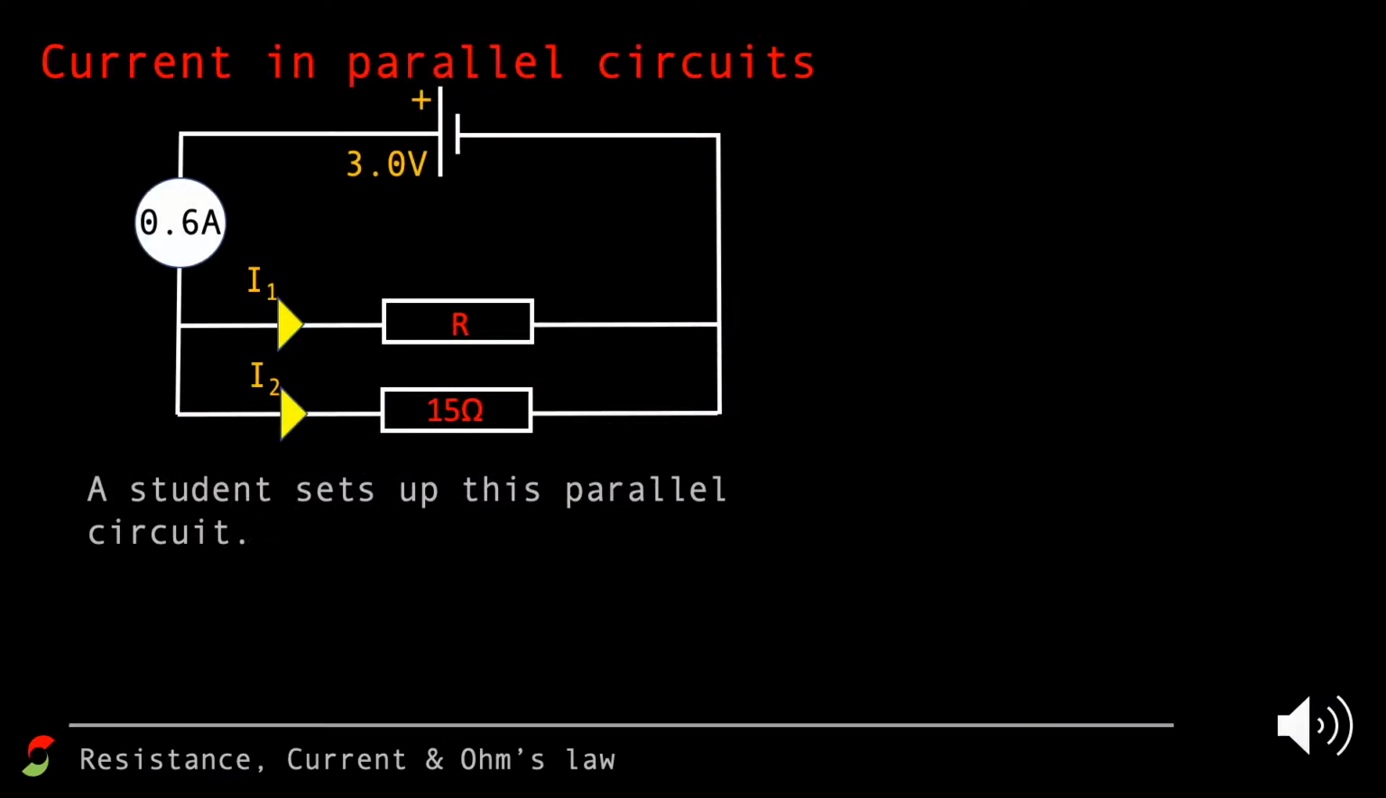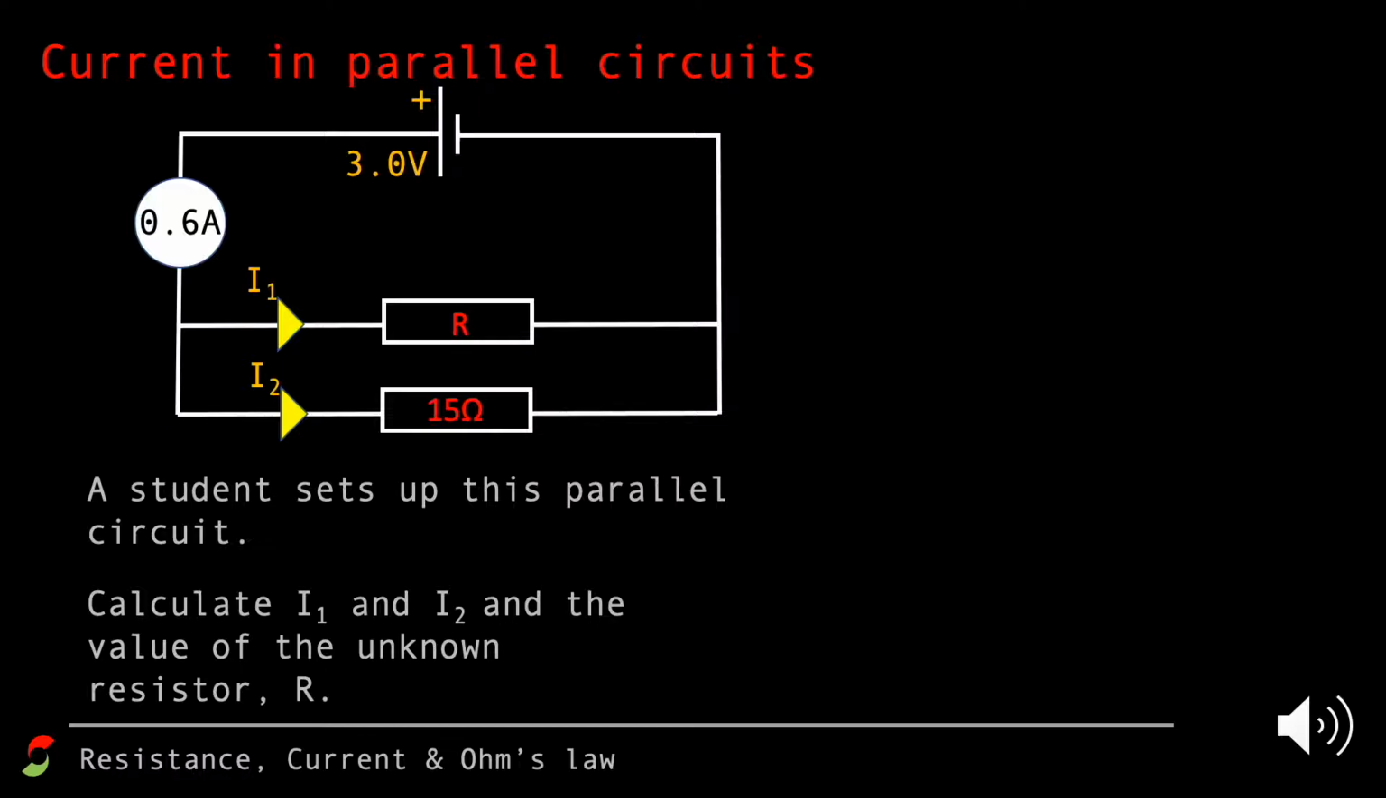Okay, so in this question we have a slightly different circuit. It's going to be a parallel circuit, and we've got an unknown resistor in parallel with a 15 ohm resistor, and we've also got a power supply of 3 volts, and the students placed an ammeter coming out of the power supply reading 0.6 amps. And what we're going to do is calculate the values of I1 and I2, the unknown currents flowing in that circuit diagram. And we're also going to then calculate the value of the unknown resistor R. So quite a lot to do.